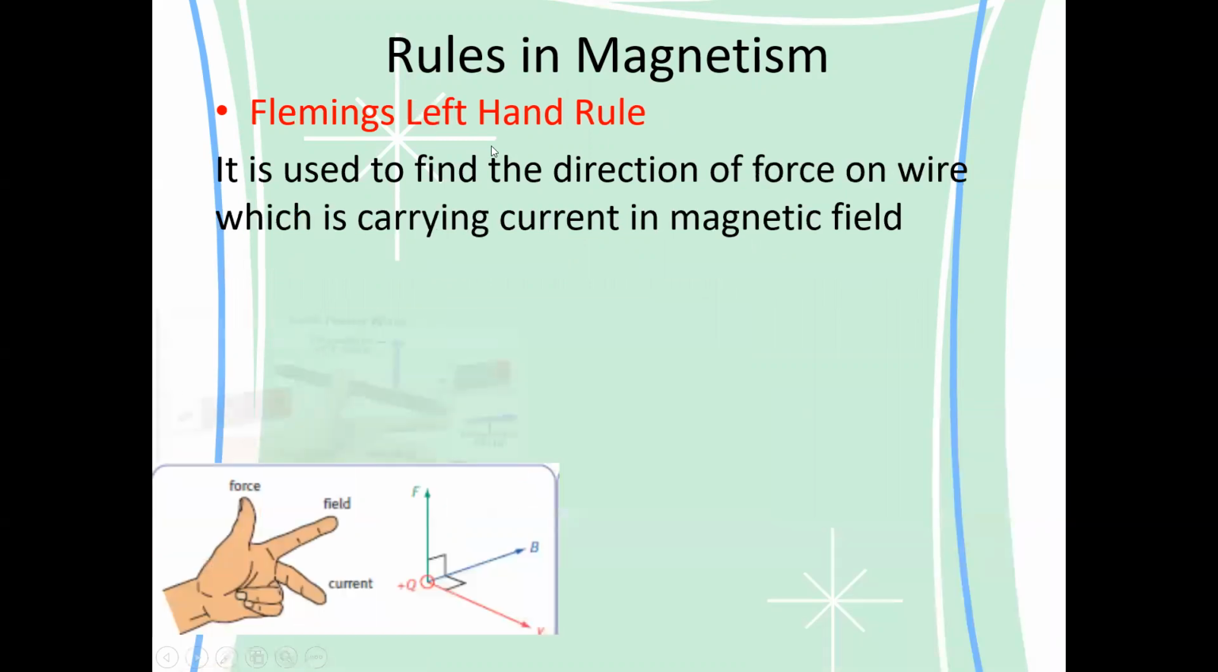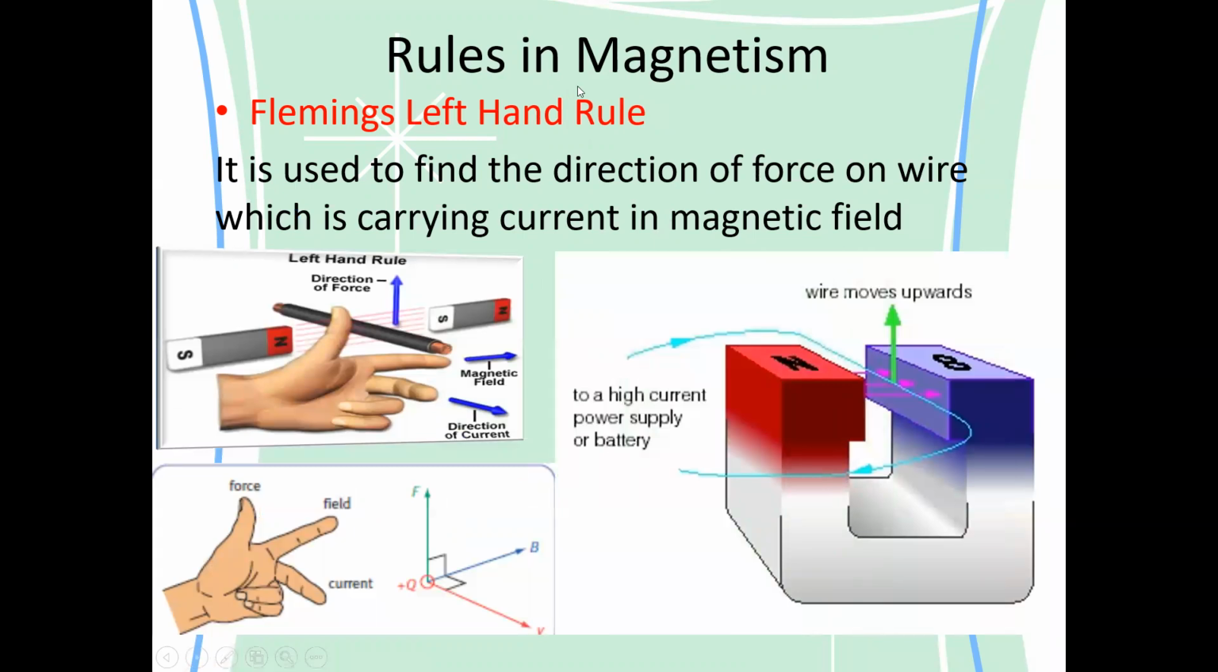And Fleming's left hand rule: if we know the direction of the current and a wire is placed in a magnetic field, which rule will we use? We will use Fleming's left hand rule. And in Fleming's left hand rule, our index finger is pointing in the direction of the field, the second finger represents the direction of the current, and the thumb will represent the force. Where do we use Fleming's left hand rule? We use Fleming's left hand rule in a DC motor. So in an AC generator, it is the right hand, whereas in a DC motor, it is the left hand.